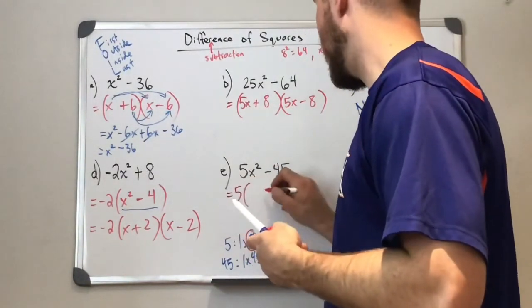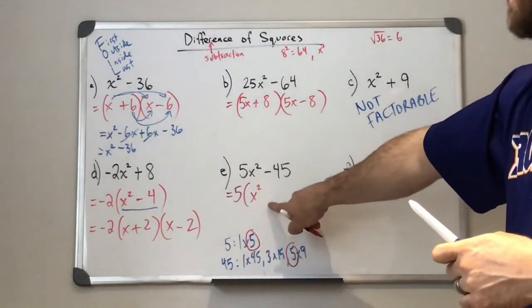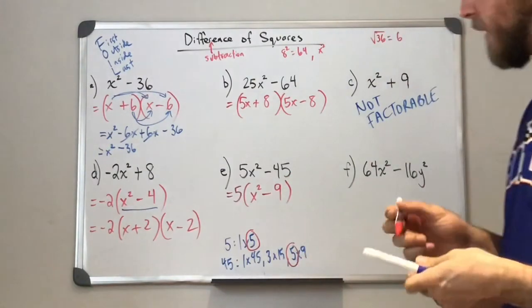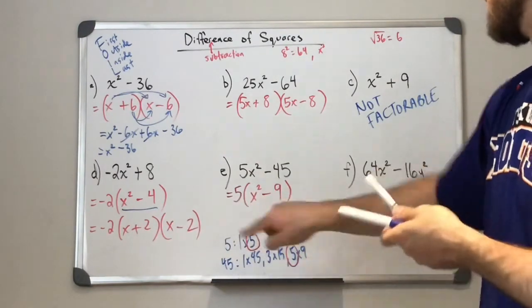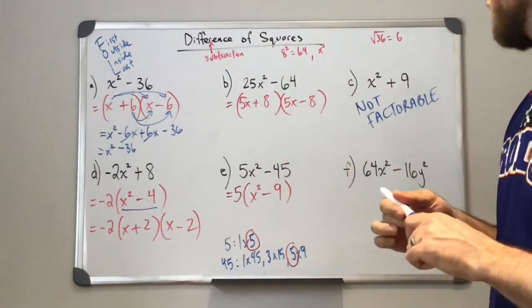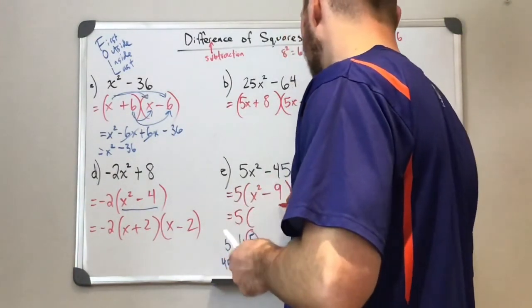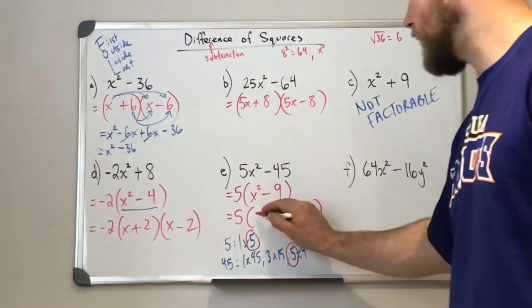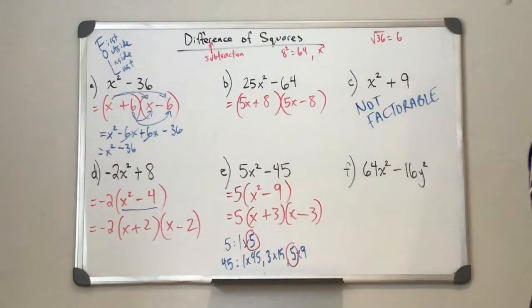So if I take out a 5, if I divide this by 5, I'm left with x squared. If I divide this by 5, I'm left with minus 9. Kind of like this one. This is now a difference of squares binomial. So we're going to have 5. We'll set up our 2 brackets with a plus and a minus. The square root of x squared is x. The square root of 9 is 3. We're all done.